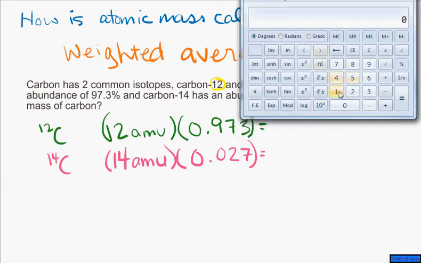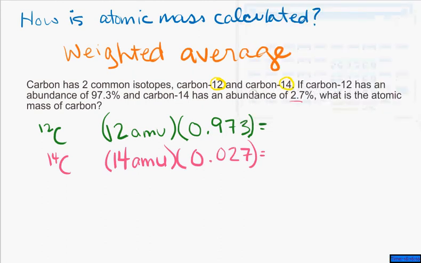Alright, so the first one, 12 times 0.973, that gives me, oh, I think I did that wrong. Let's try again. Clear everything out. 12 times 0.973, that's going to give me 11.676. So let's write that in. 11.676, oops, forgot my decimal, 11.676 AMU, atomic mass units.